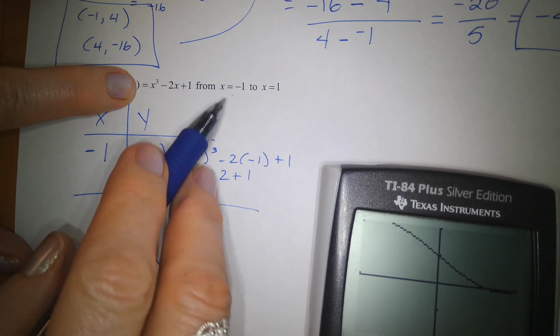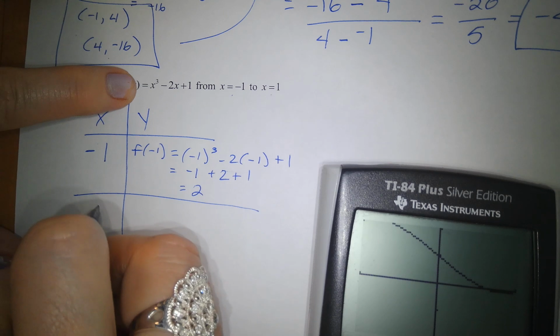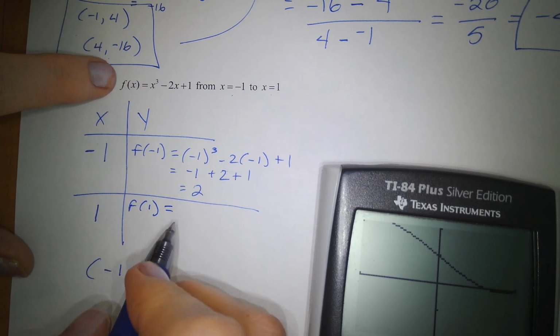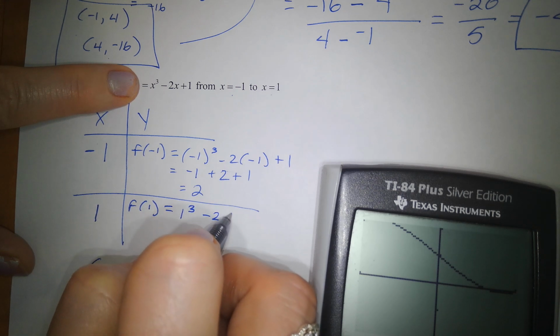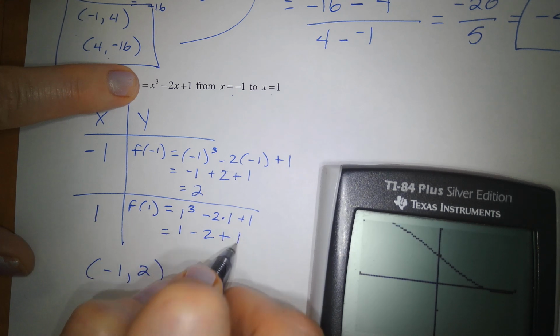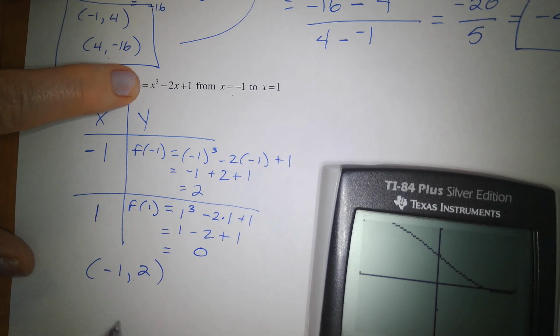Then we find another point. This time we want to use, as my right side boundary, x as 1. So we're going to plug in positive 1 into the function. So when we plug in positive 1, we get 1 to the third power minus 2 times 1 plus 1. So it's 1 minus 2 plus 1, which is 0. So my other point is going to be located at 1, 0, and that makes sense because 1, 0, there's my point on my graph.